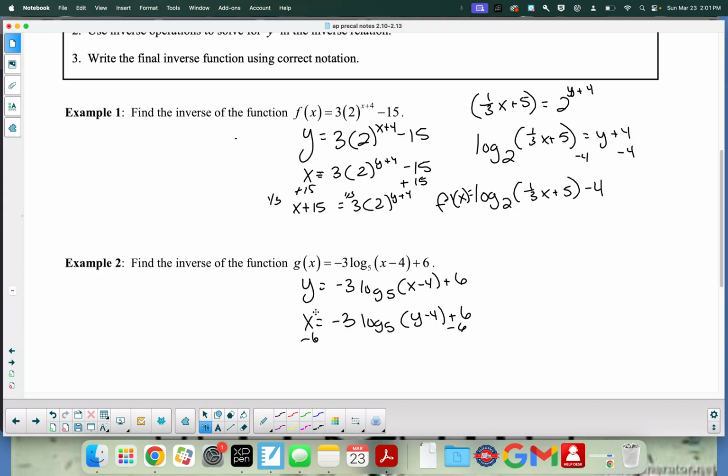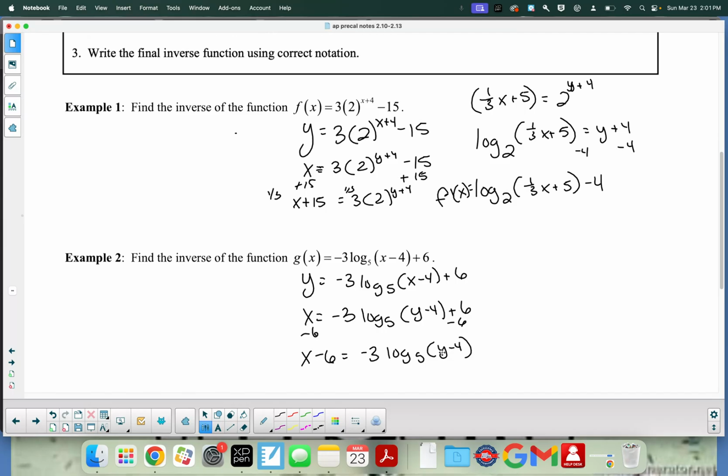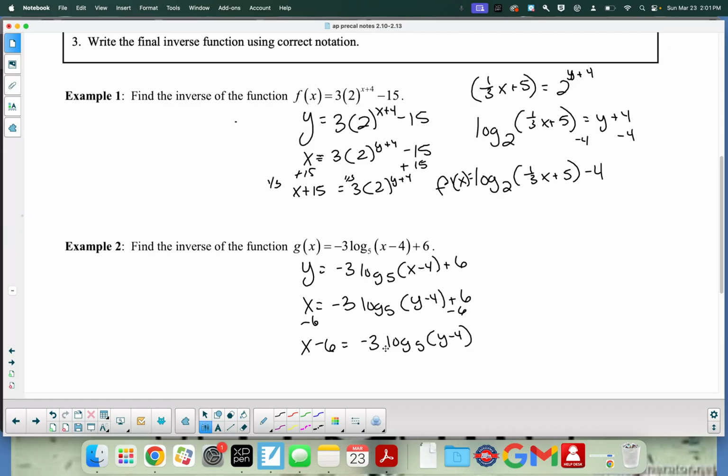Minus 6, minus 6. But remember that however you write it, that's going to be the whole thing that your exponent's going to have. So make sure you keep that in mind. x minus 6 equals negative 3 log base 5 of y minus 4. Okay, so now I need to divide by negative 3. Again, a couple of choices. I can also multiply by negative 1/3 and distribute. So if I distribute the negative 1/3, I'm going to get negative 1/3 x plus 2, equals log base 5 of y minus 4.